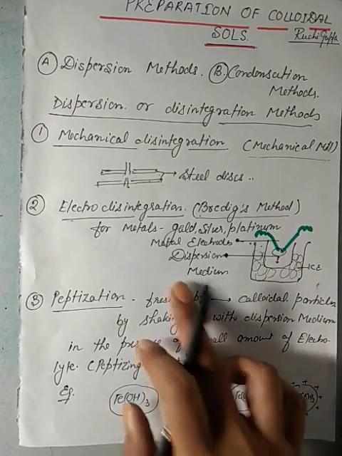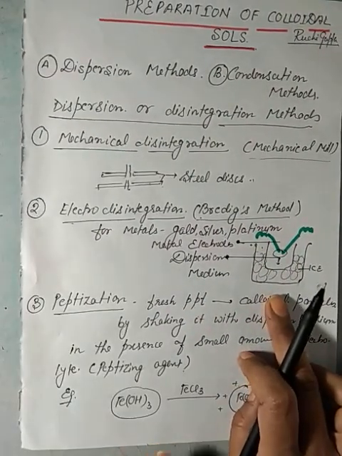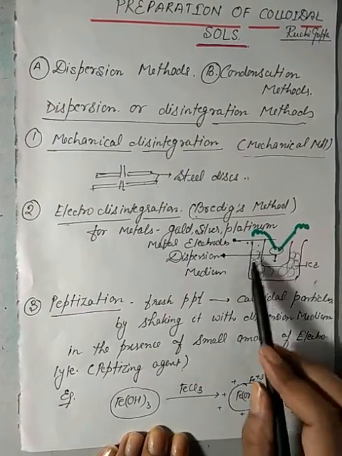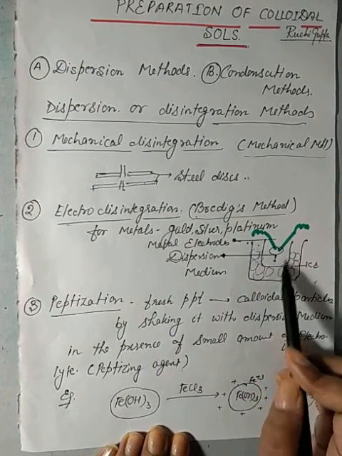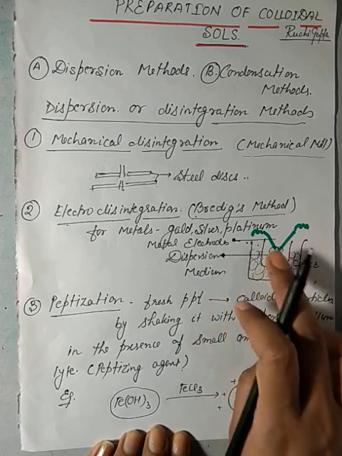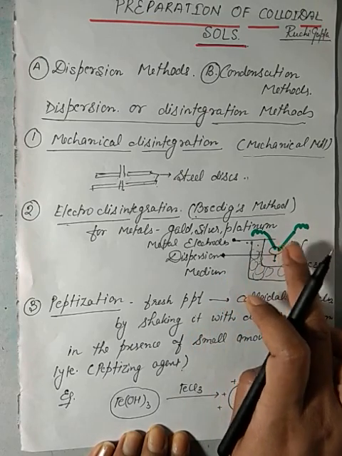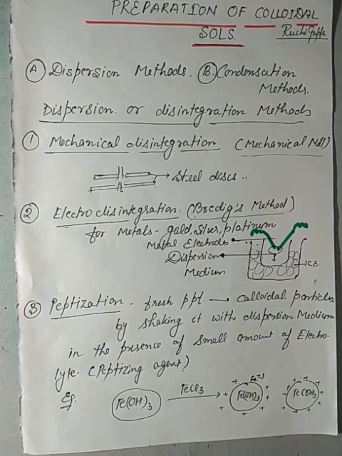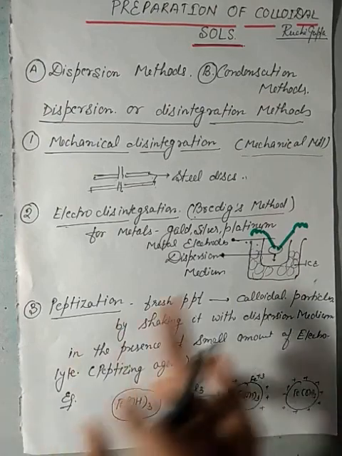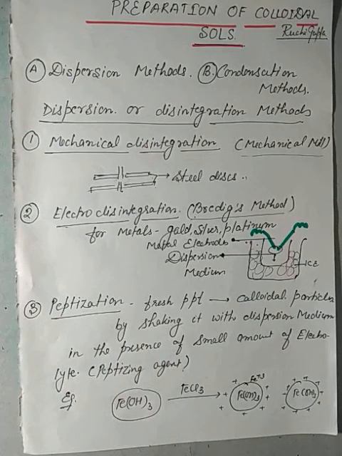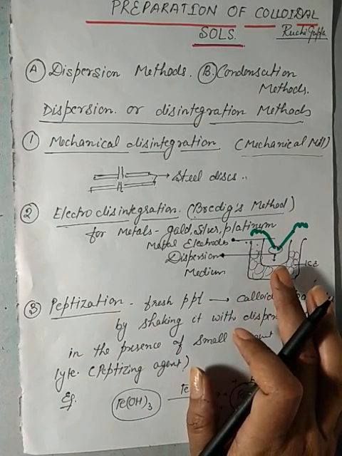In this method we will use this apparatus which is called Bredig apparatus. In the outer chamber we are taking ice. In this chamber we will take water, which means the dispersion medium, and the two electrodes you can see placed here are made up of the desired metal. Let us suppose you want to make a gold sol, then the electrodes should be made of gold. Now an electric arc is struck between two metallic electrodes suspended in the water.